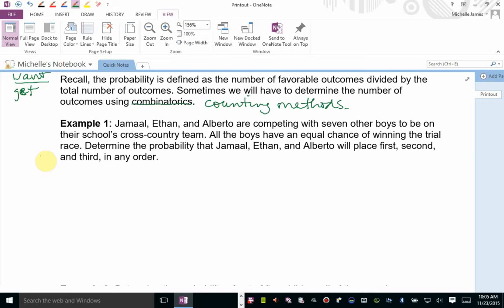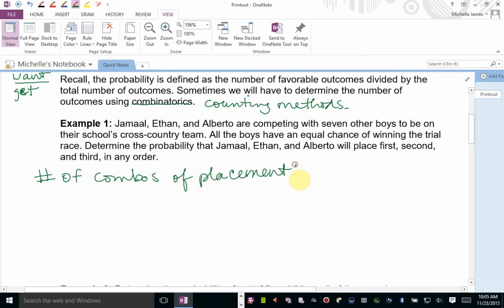So think back to last chapter. How would we have come up with the number of combinations of placement? How would we have calculated that? 7 choose 3. Not 7. You got the choose 3, right?